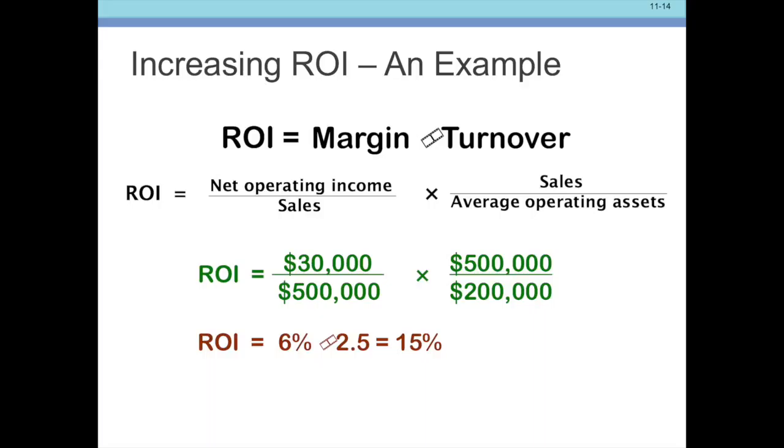To calculate that, we would simply plug into the formula. The return on investment is $30,000, which is our net operating income, divided by sales of $500,000, which is 6%. And we multiply that by $500,000 worth of sales divided by $200,000 worth of operating assets, which is 2.5. And so 6% times 2.5 is a return on your investment of 15%. If we just took the 30,000 divided by 200,000, you'd also find a result of 15%. We've just broken it into two parts so we can decide how we're doing with regard to our turnover and our margin. How are we really making the money?